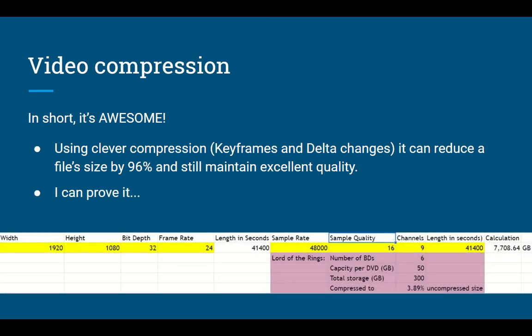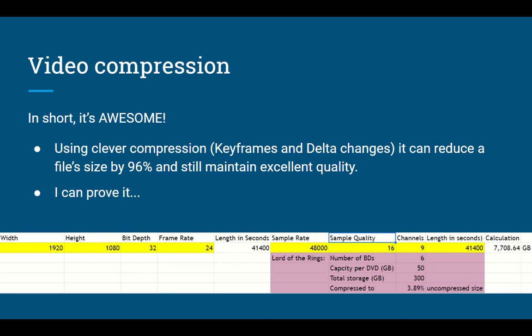This is the Lord of the Rings calculation that we discussed the other day. So it's 1920 by 1080, 32-bit color, 24 frames per second. The length in seconds, 11.5 hours, is 41,400 seconds. Sample rate for the audio is 48 kilohertz. Sample quality is 16-bit, 9 channels, because I'm talking about the Blu-ray, which is 7.2. Size is 7,000 gigabytes, so 7.7 terabytes.